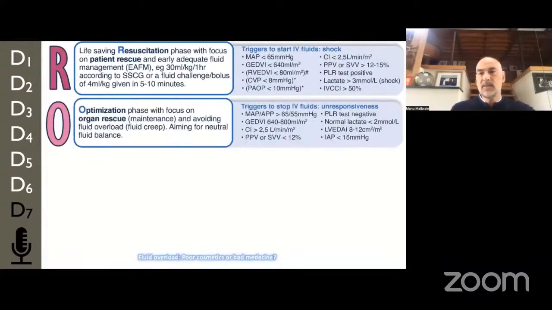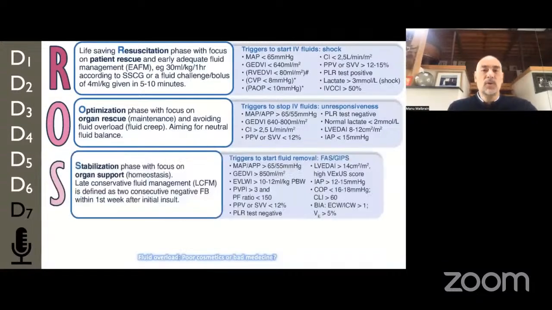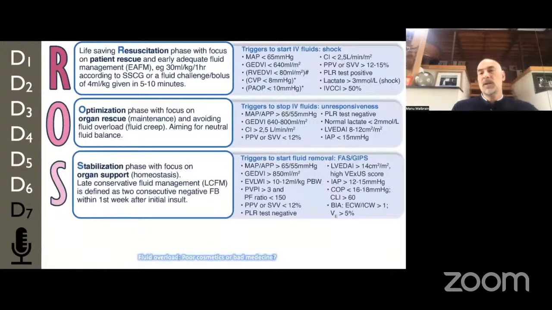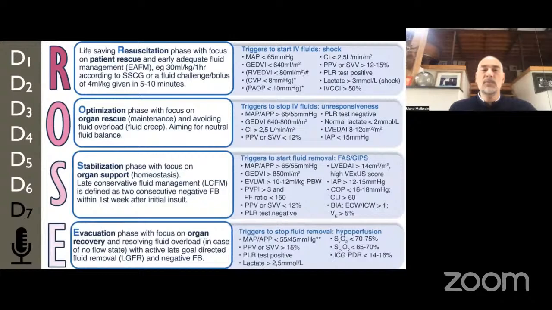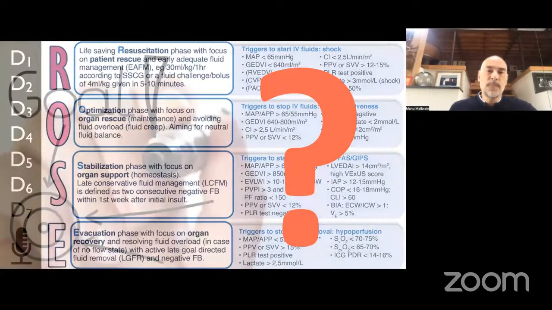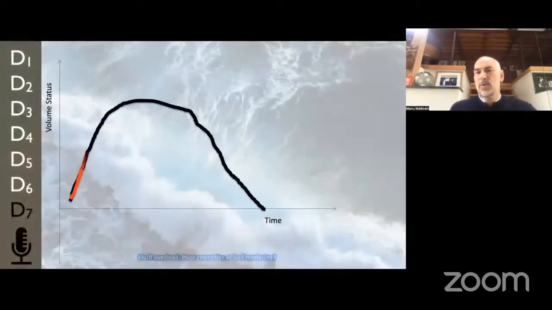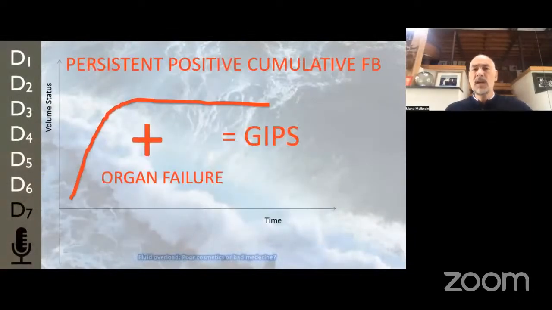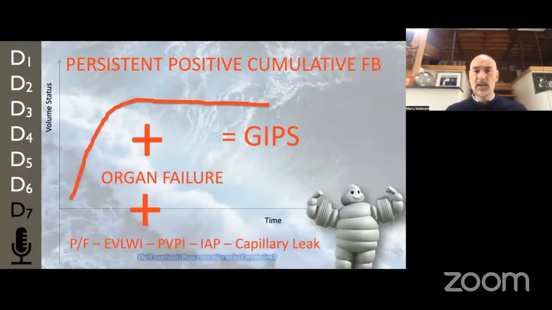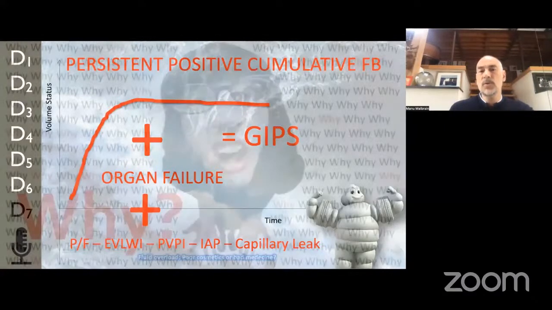We summarize this in the opinion paper, looking at the triggers to start fluids, which is the presence of shock. You stop fluids when there is fluid unresponsiveness, and you start fluid removal when there is fluid accumulation syndrome, and you stop when there is again risk for hypoperfusion. So the goal is to avoid global increased permeability syndrome. So what is this global increased permeability syndrome? It's a persistent positive cumulative fluid balance plus organ failure plus ongoing capillary leak. And this can be evidenced by an increase in lung water or abdominal pressure.